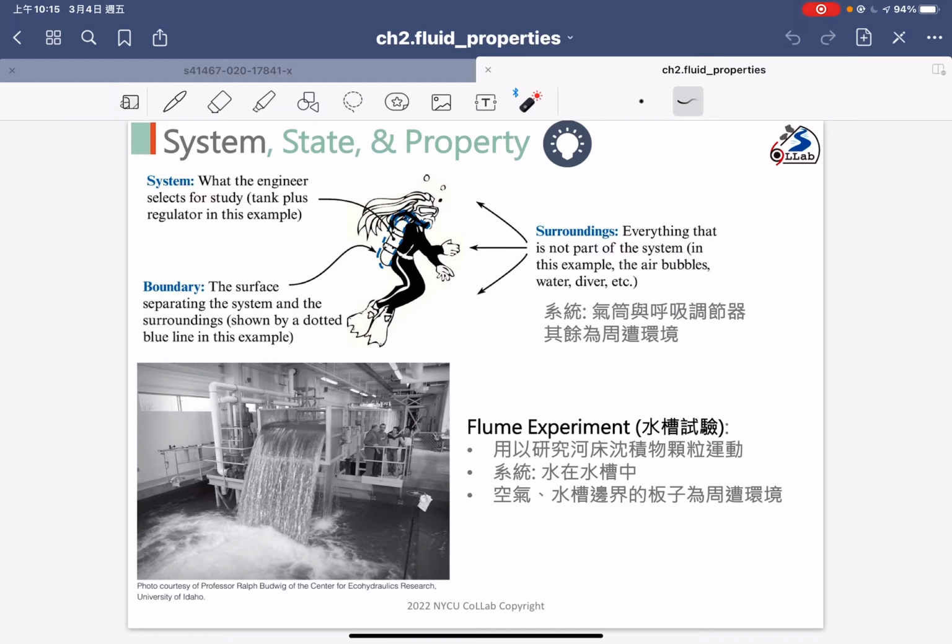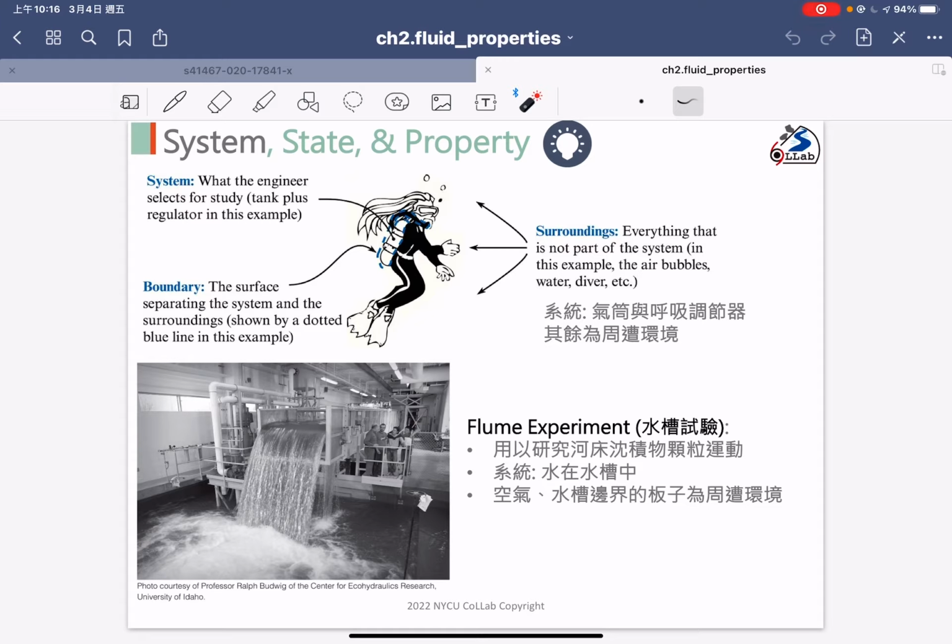And then the interface between the diver and the surrounding water, we call that the boundary. Because sometimes we have a problem, so we need to understand what the boundary is, and maybe we can provide the boundary condition for our problems.